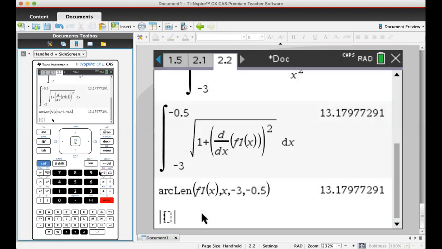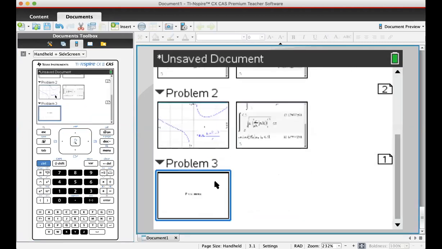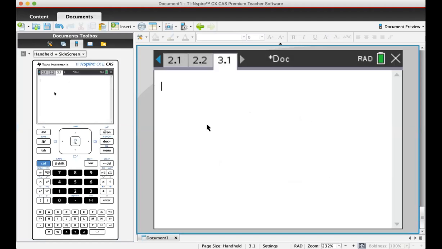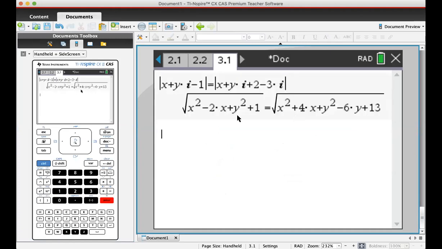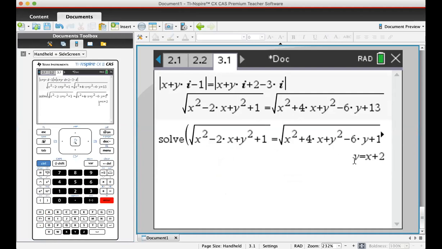I need an absolute value. Probably it's a good habit to go to another problem. |x + yi - 1| = |x + yi + 2 - 3i|. All right, there we go. Then we solve for y. Answer: y equals x plus 2. And then I want to find the point of intersection between the line and the circle. So let's look back and finish the question first.